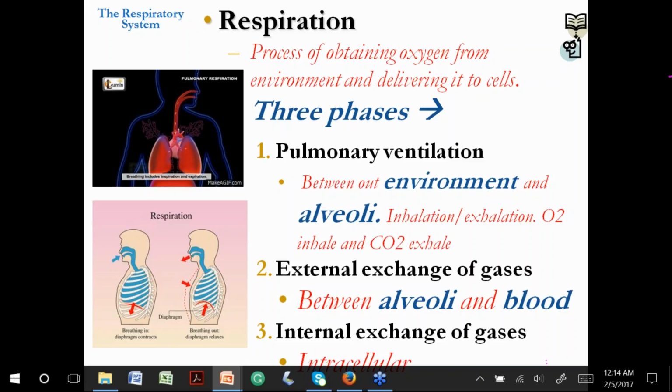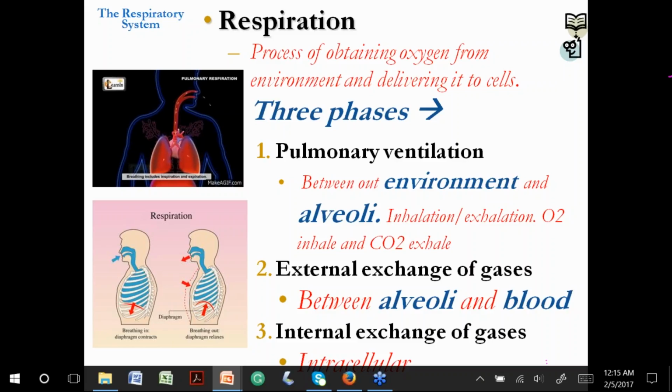The three phases are pulmonary ventilation, the external exchange of gases, and the internal exchange of gases. Pulmonary ventilation is the same as saying breathing. In this breathing you are doing gas exchange, so you inhale oxygen and you exhale carbon dioxide. That is the pulmonary ventilation, how your thorax is moving to bring air in and breathe out.